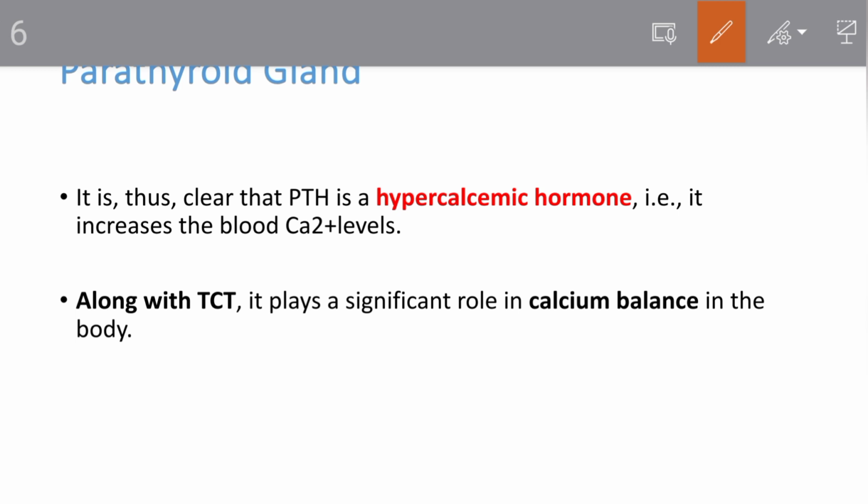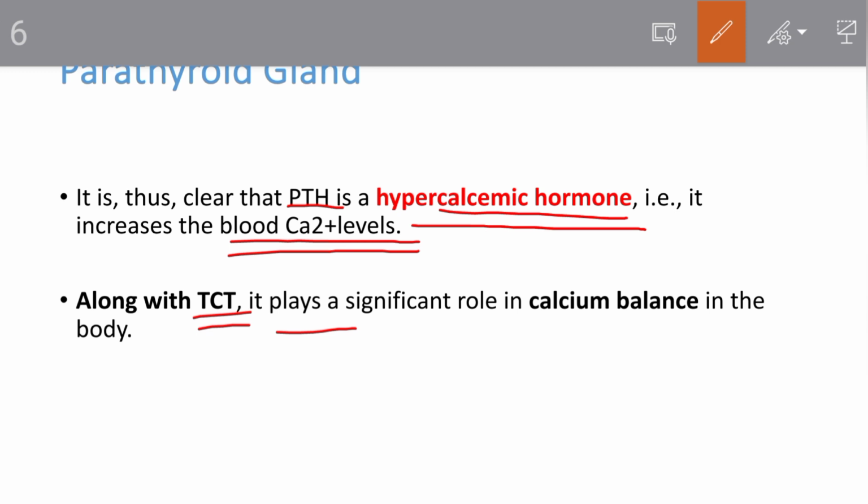It is thus clear that parathyroid hormone is a hypercalcemic hormone, that is, it increases the blood calcium levels. Along with TCT, that is thyrocalcitonin, it plays a significant role in calcium balance in the body.